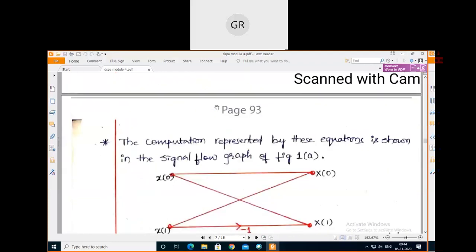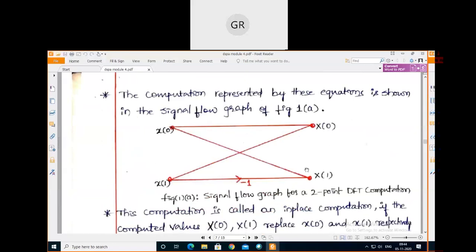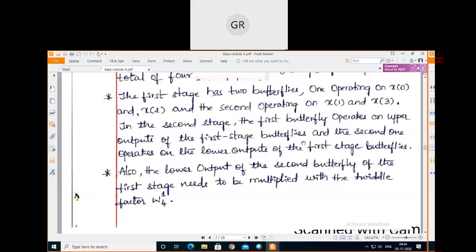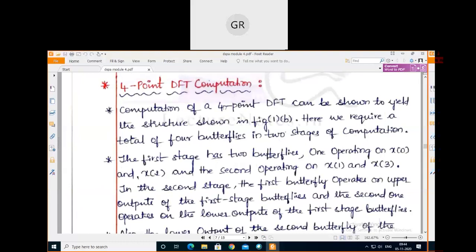2-point DFT means 2 raised to 1, that is equal to 1, which means only 1 stage and 1 butterfly. Here, N number of butterflies, that means if it is 4, then 4 butterflies. The first stage has 2 butterflies, one operating on x of 0 and x of 2, and the second operating on x of 1 and x of 3.